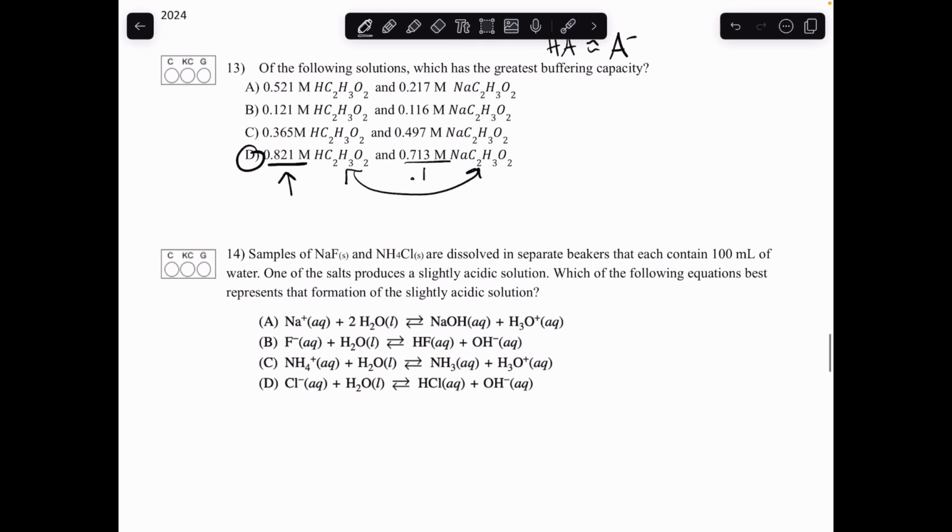All right, 14 says, samples of these two are dissolved in separate beakers that each contain 100 mLs of water. One of the salts produces a slightly acidic solution. Which of the following equations best represents the formation of a slightly acidic solution? So the first thing I would look for is, if I'm looking for an acidic solution, then that means I need some free-floating H+, which is the same thing as our H3O+. So right away from that, I can narrow it down that it must be either A or C, because those are the ones that have a slightly acidic solution.